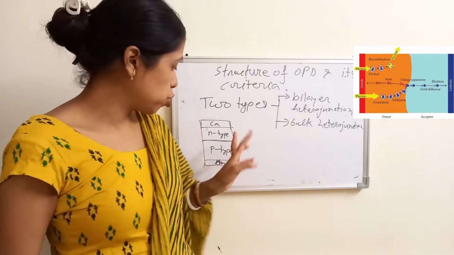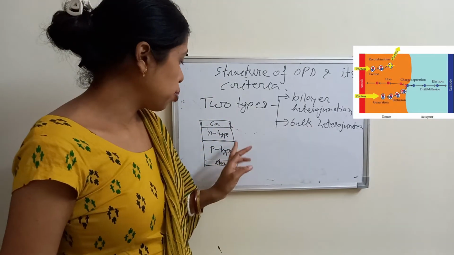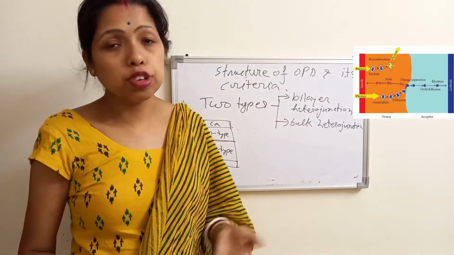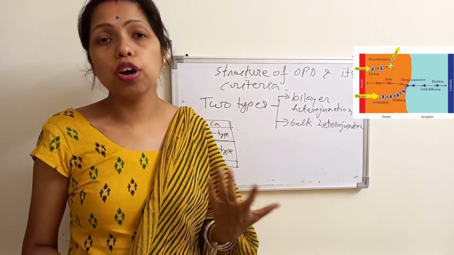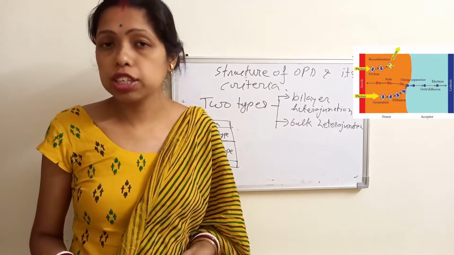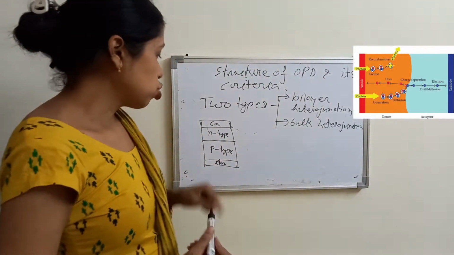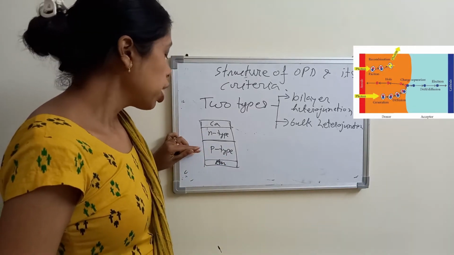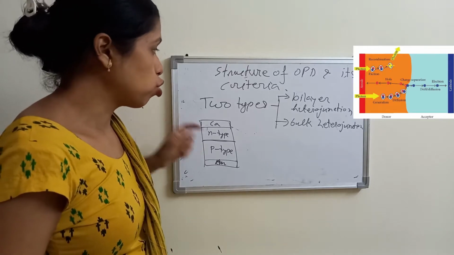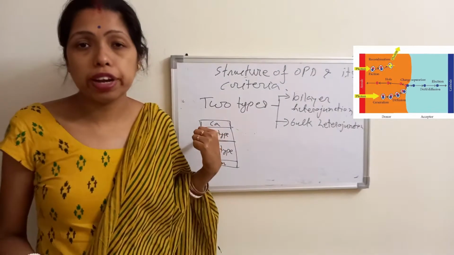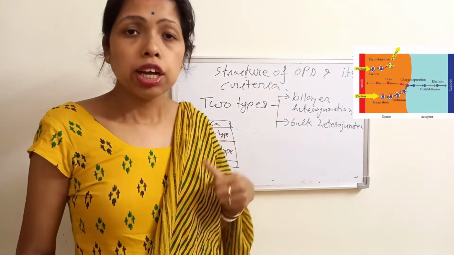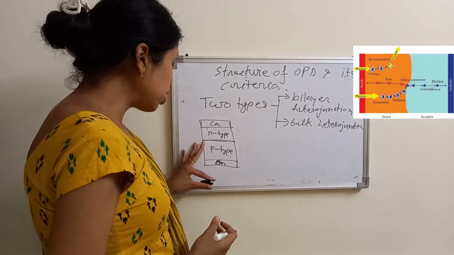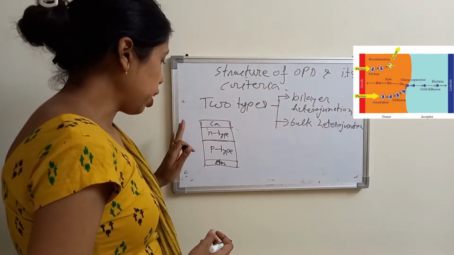Why heterojunction? Because the energy level alignment between these p-type and n-type semiconductors is different. If you think about the LUMO levels, they are different for the p-type and n-type semiconductors. The n-type semiconductor is deposited over the p-type semiconductor. If you want to design the bilayer heterojunction, this n-type material should be deposited over the p-type semiconductor. So what are the disadvantages and advantages?